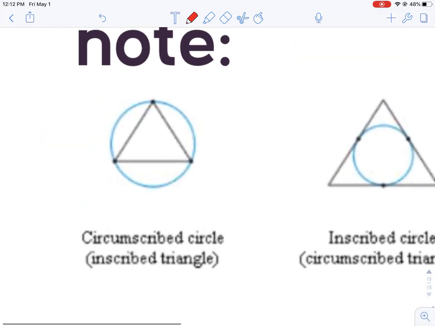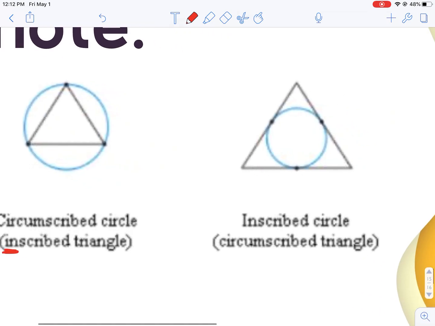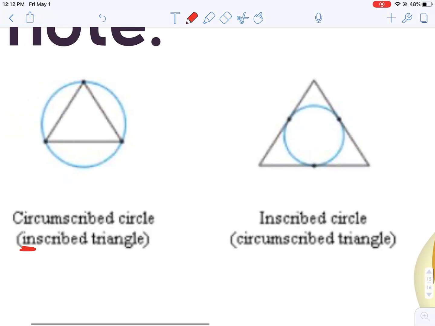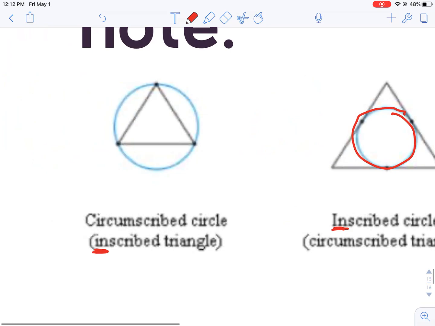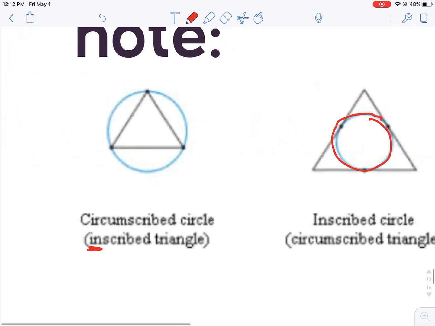One more quick note. In means inside. So an inscribed triangle means the triangle's on the inside. A circumscribed triangle means the triangle is on the outside. An inscribed circle would mean the circle's on the inside, because you've got that in. A circumscribed circle means the circle's on the outside.